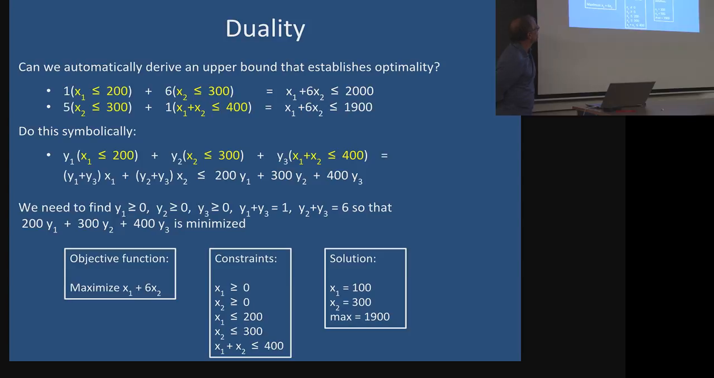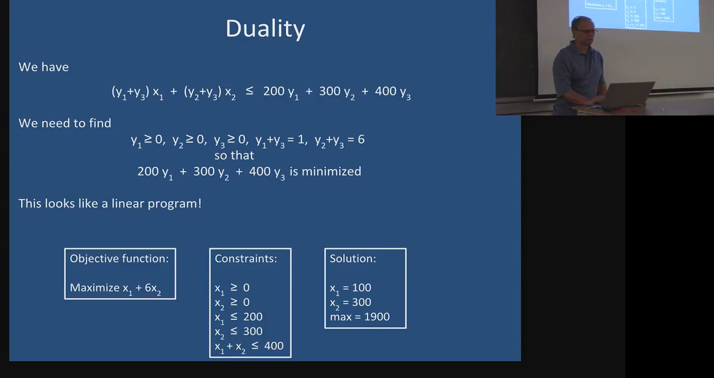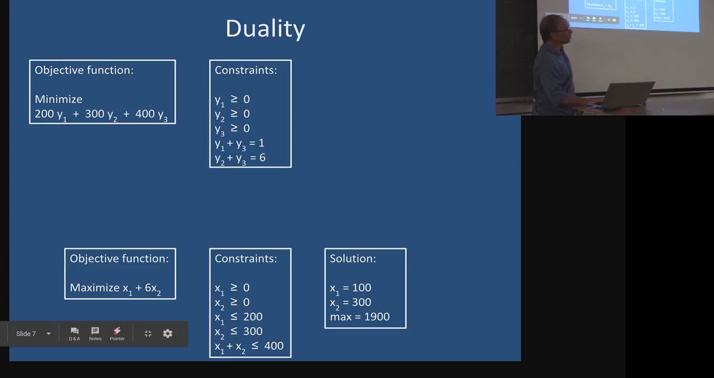Furthermore, I'm going to stipulate that y1, y2, and y3 need to be positive. What's this look like right here? It's a linear program. We are trying to solve for y1 plus y3 is 1, y2 plus y3 is 6, such that this thing over here is made as small as possible. That's a linear program. So rather than having to grope around and find that 5 and 1 work, we can solve for them. There's your linear program. And that's called the dual.